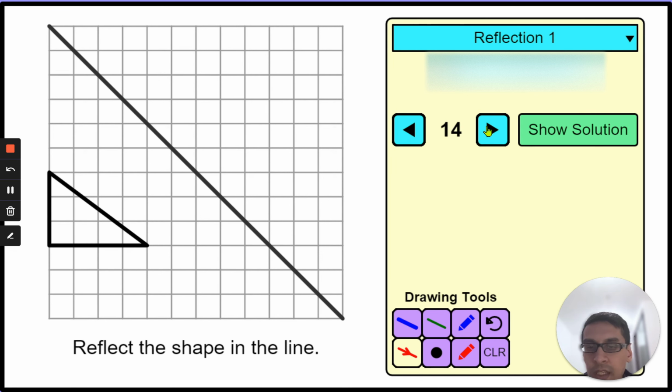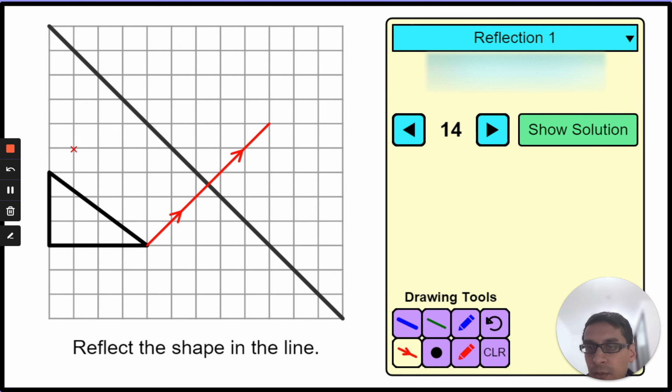Okay, question 14. Reflect the shape in the line. So we can see that's going to be 2.5. And I can see half, 1, 2. So this time I started from the shape to the mirror. Now if you're confident enough to do that at this point, that's fine, as long as you're really careful not to make silly mistakes.